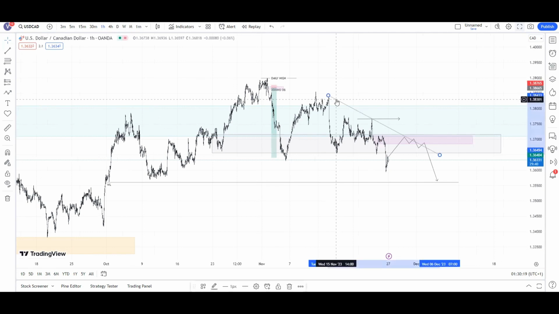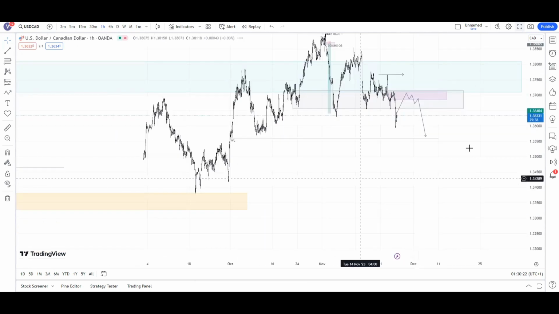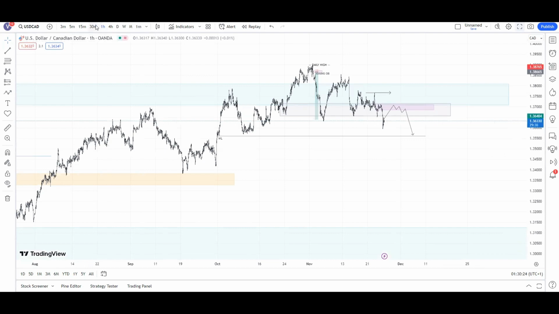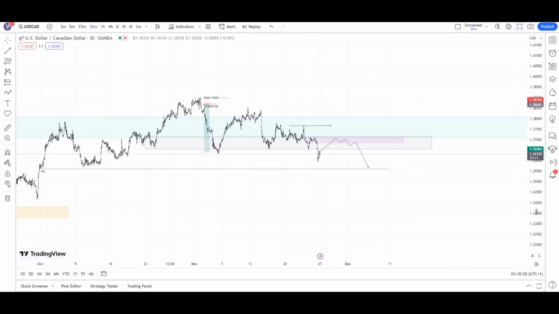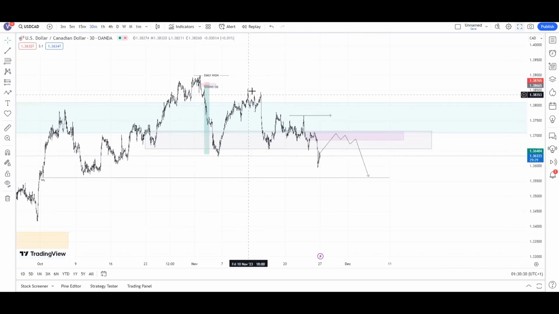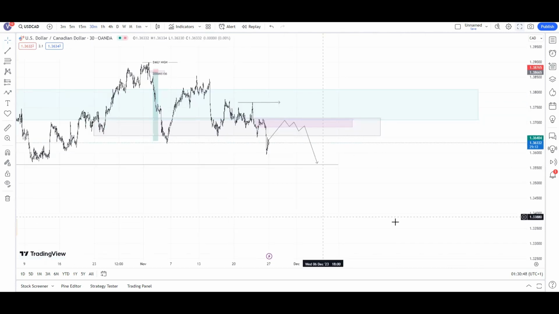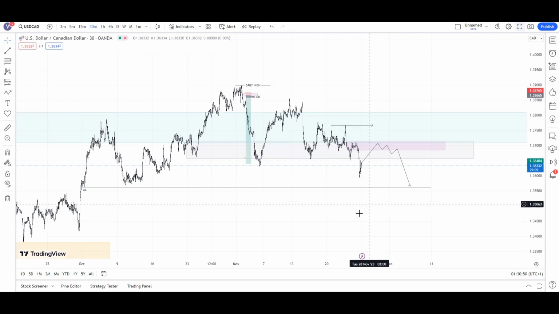So still scaling it down to, let's say, 30 minutes, right? We can still see how price also gave us something like an impulse, correction, accumulation, impulse. So I'm expecting another correction, accumulation, impulse, right? That's what I'm expecting pretty soon on USDCAD.